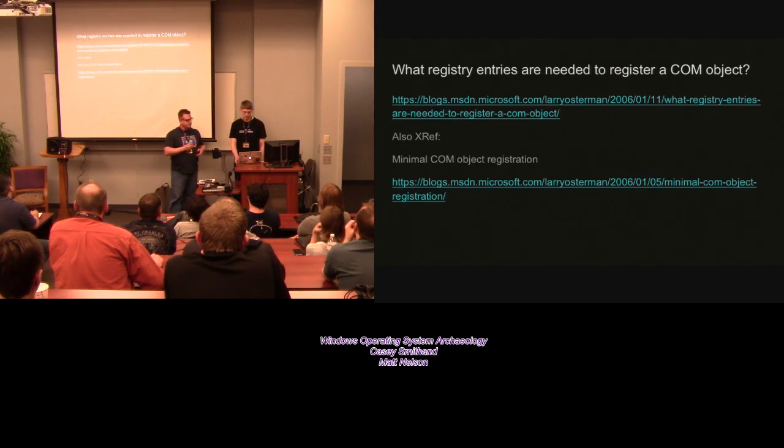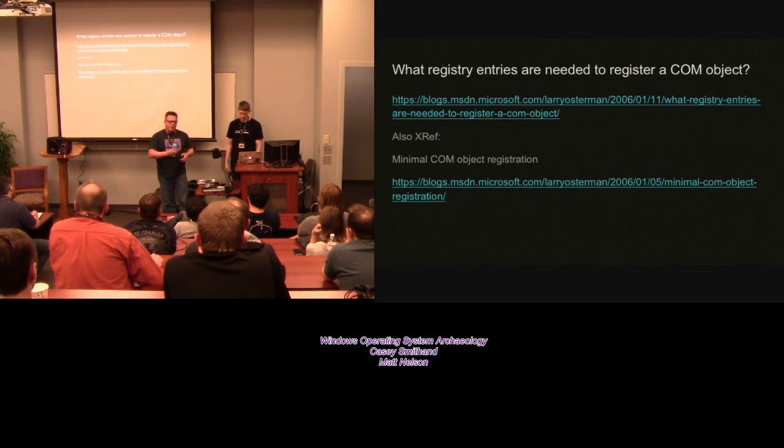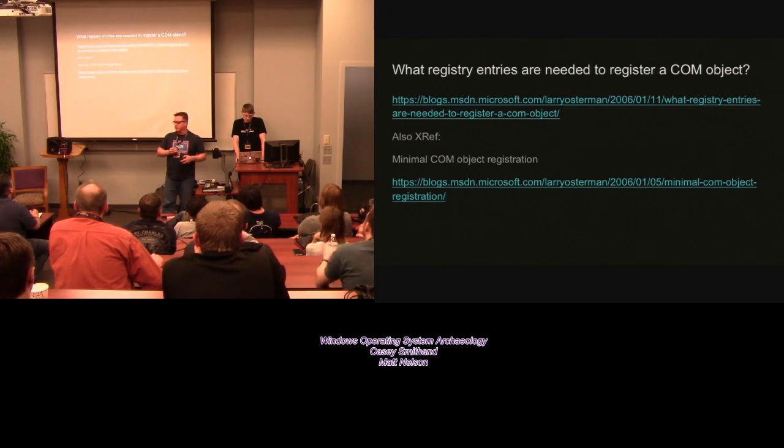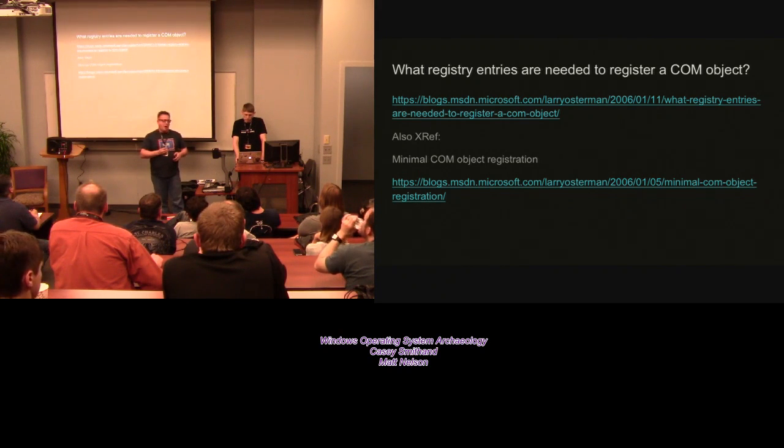So really I just put this slide in for reference. For those of you who are blue team or defenders looking at COM objects, what are those paths, or what are all the different attributes that a COM object would have? This is really just in the deck for reference. There are a couple of good MSDN articles that describe exactly what keys are needed for a COM object.